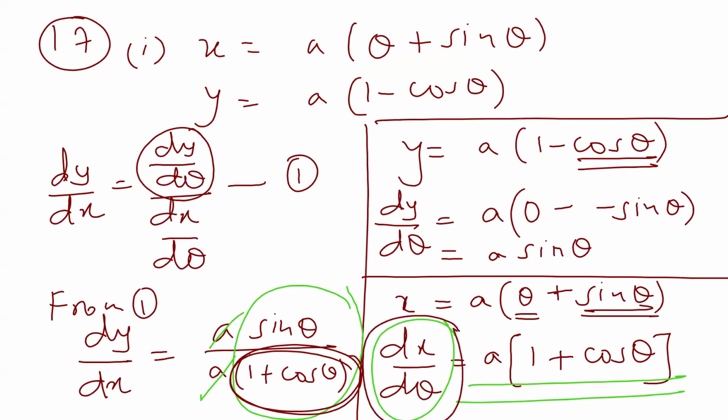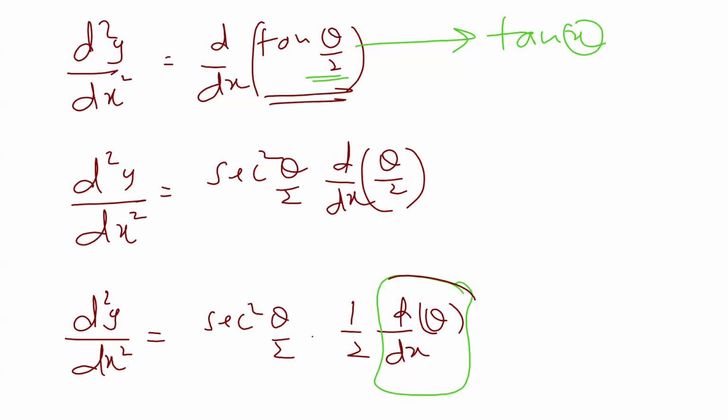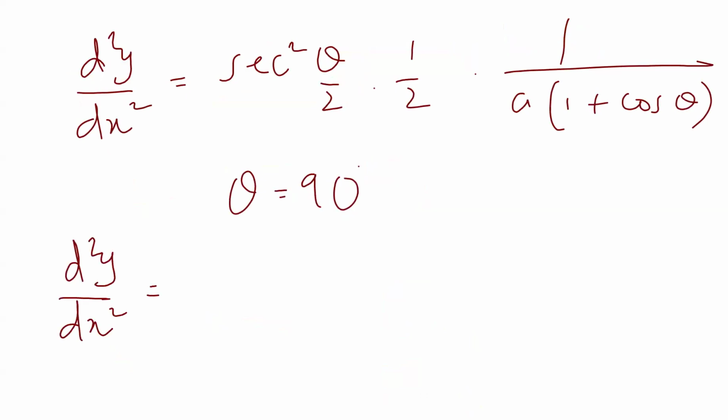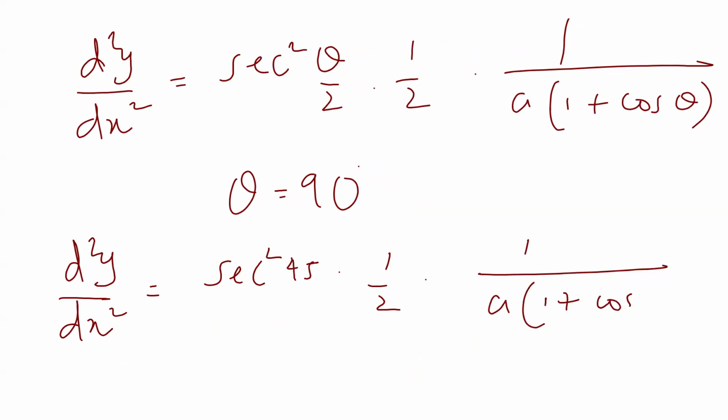See, dx by d theta is a times 1 plus cos theta. So d theta by dx will be the reciprocal of this. Okay, d theta by dx will be the reciprocal of dx by d theta. That value I have written over there. Now if you take a look at the problem, they have given theta is pi by 2, which is 90 degrees. So put theta equal to 90 degrees. So d square y by dx square is sec square 45 into half, theta by 2 is 45, upon a times 1 plus cos 90.